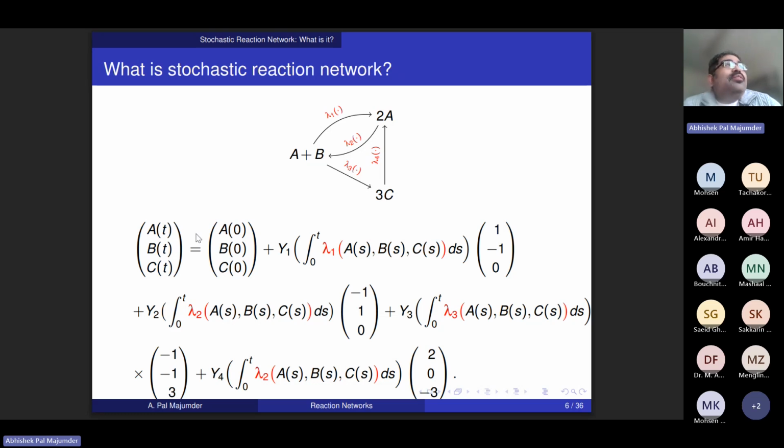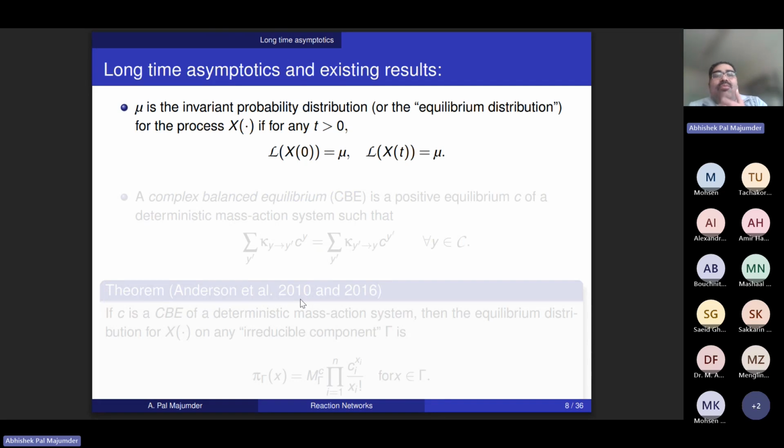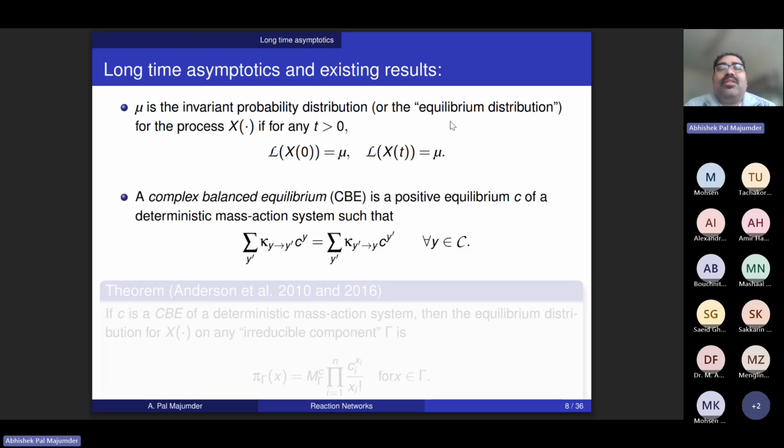But here I'm interested in studying the long time behavior of these stochastic models prescribed by this stochastic reaction network. So we define a few terms, and one thing is called the equilibrium distribution, or also the stationary distribution. It is defined as follows: if the initial distribution of the species counts is given by a particular law or distribution, and for every time it remains that distribution, if that exists, then we call that mu the equilibrium distribution for the stochastic reaction network.